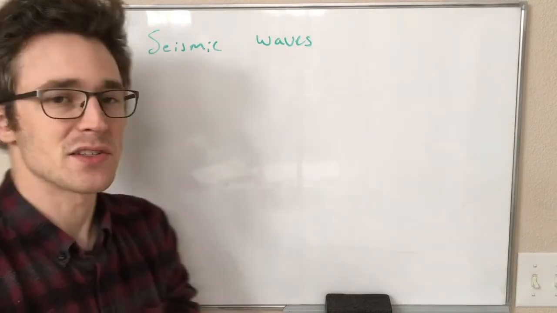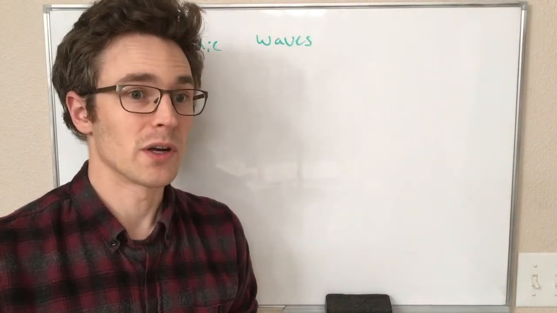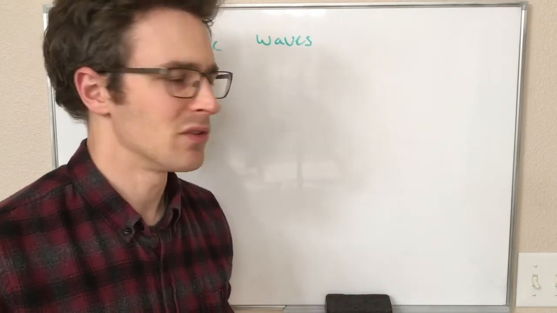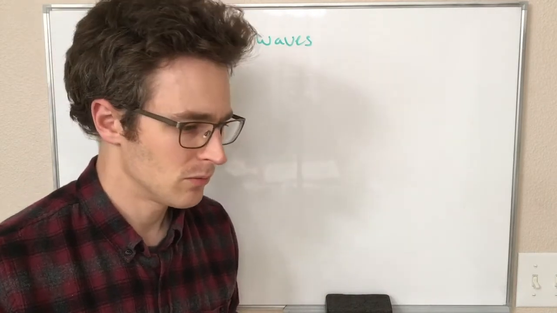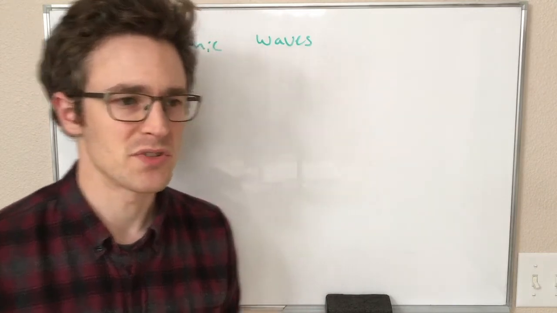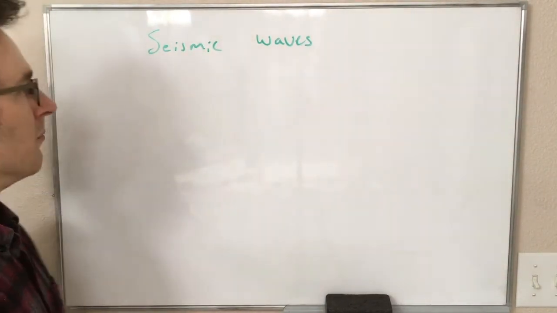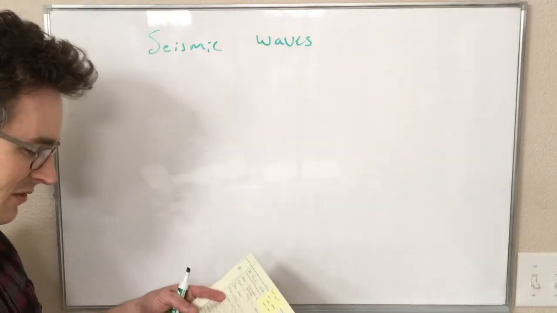And their velocities depend on what kind of waves they are and what part of the earth they're moving through and so on. But in general, they tend to be fast, I think, definitely in the hundreds of meters per second, if not more. All right. That is all I have to say about seismic waves.